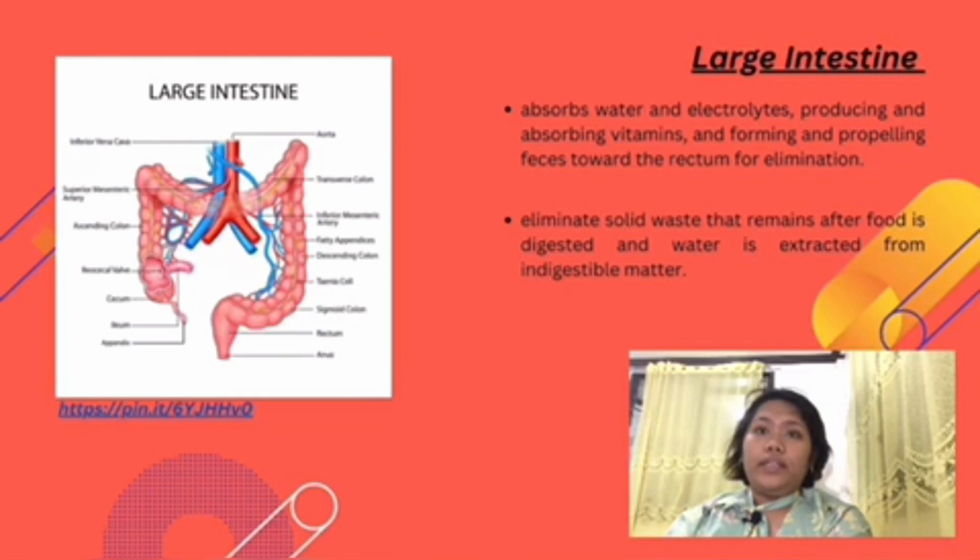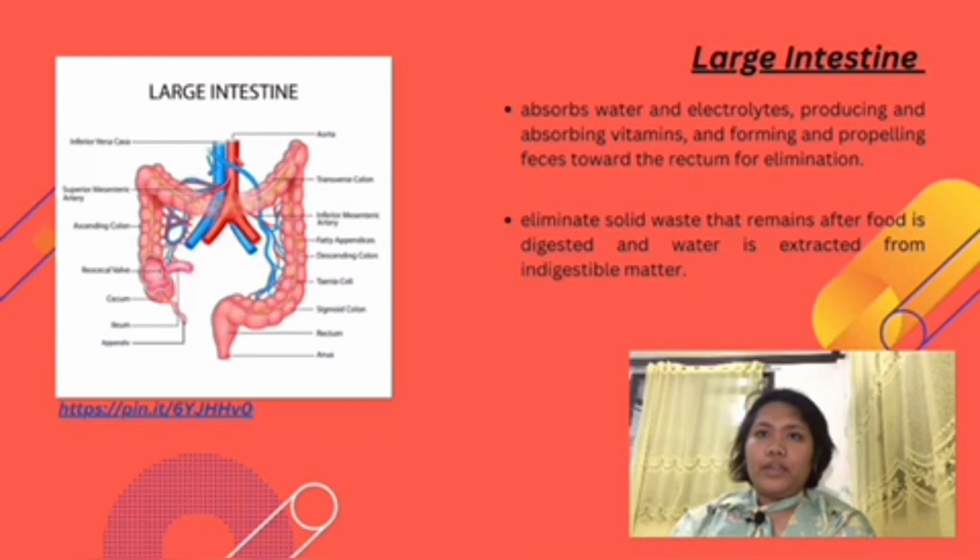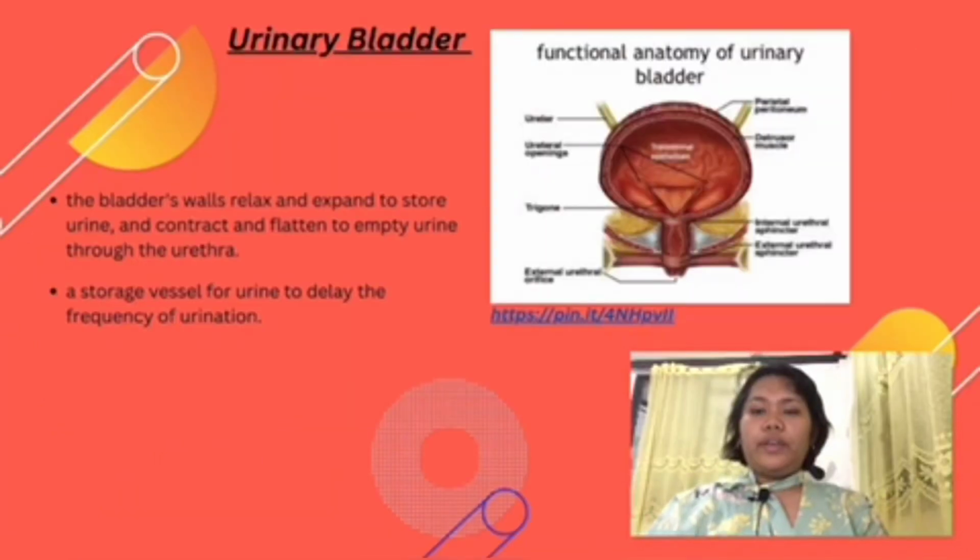Large intestine. The large intestine absorbs water and electrolytes, producing and absorbing vitamins and forming and propelling feces toward the rectum for elimination. It eliminates solid waste that remains after the food is digested, and water is extracted from ingestible matter.